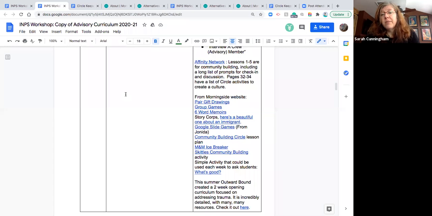And the beautiful thing about this document is that many of them are immediately replicable. You don't have to have a wealth of knowledge, you don't have to have sat through the Circle Keepers training. You can simply look at these, decide which are best for your community, and use them immediately.